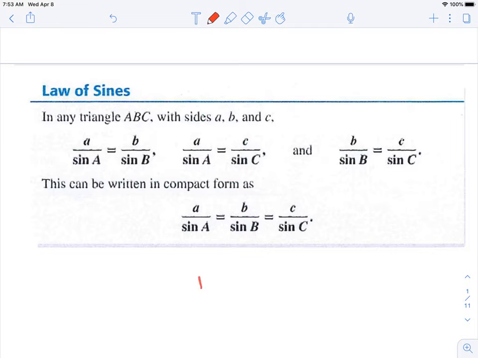Remember, you take the side and you put it over sine of the angle that's across from that side, and then the side, and then the angle across from it. And again, remember, you're only working with 2 at a time because these are proportions.